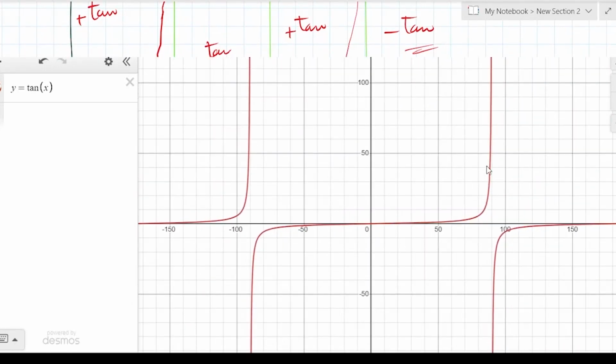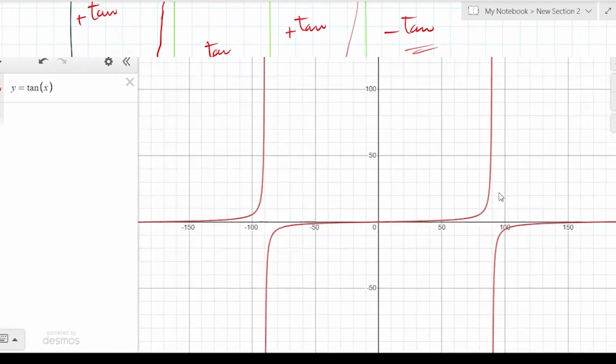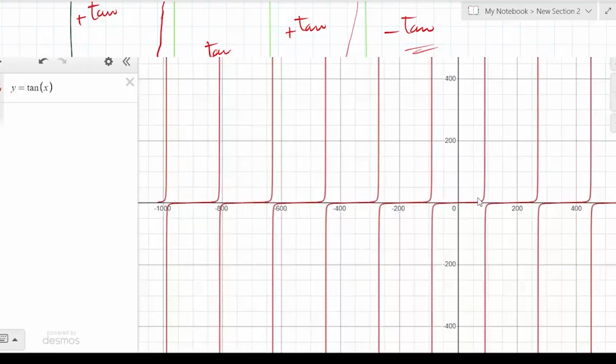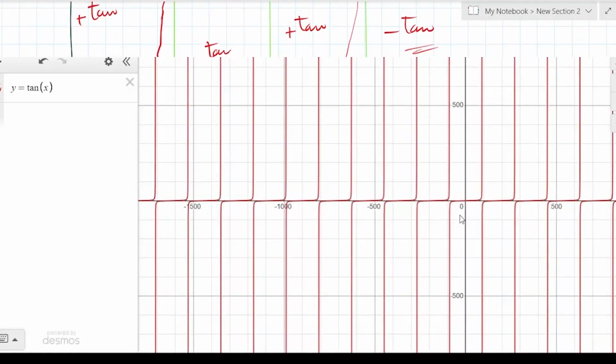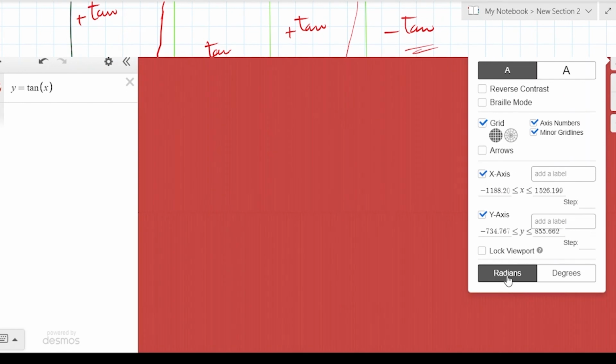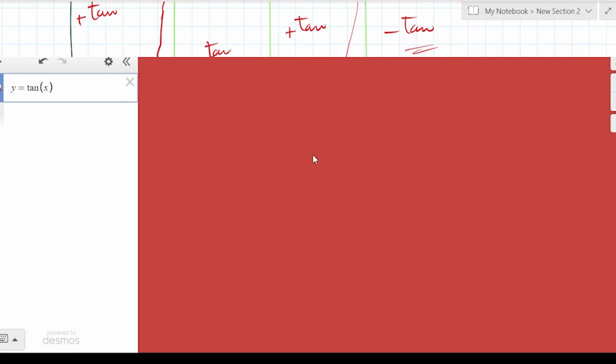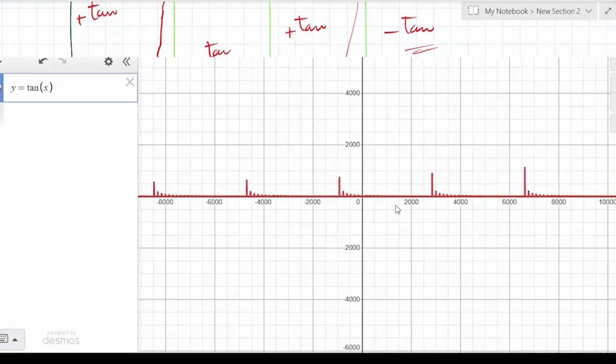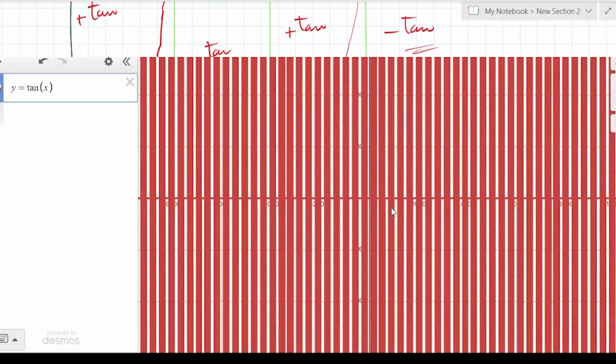And these points are exactly between these two lines. There is asymptote at 90 degrees. So if we continue this graph, you can look at what type of shape it has. If I change its unit to degrees, then you will find that its graph is like this.